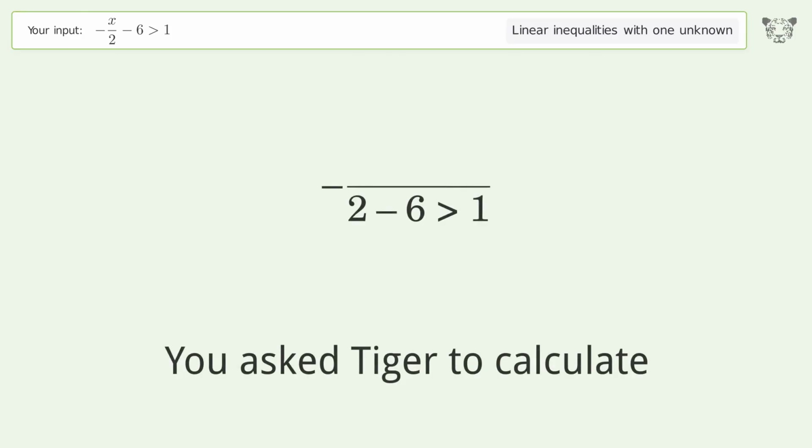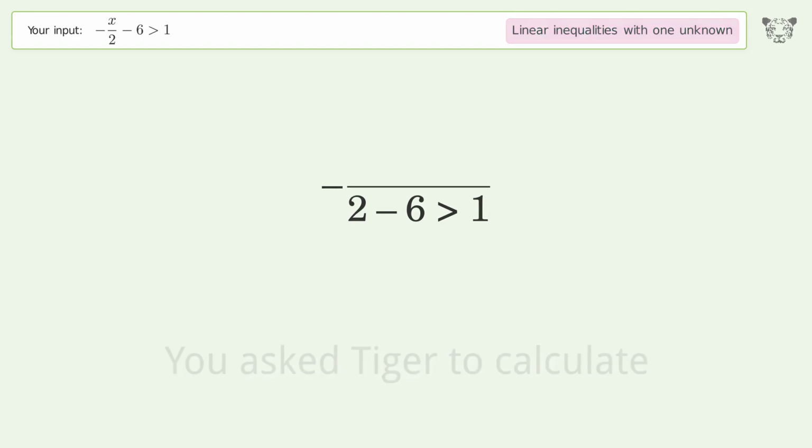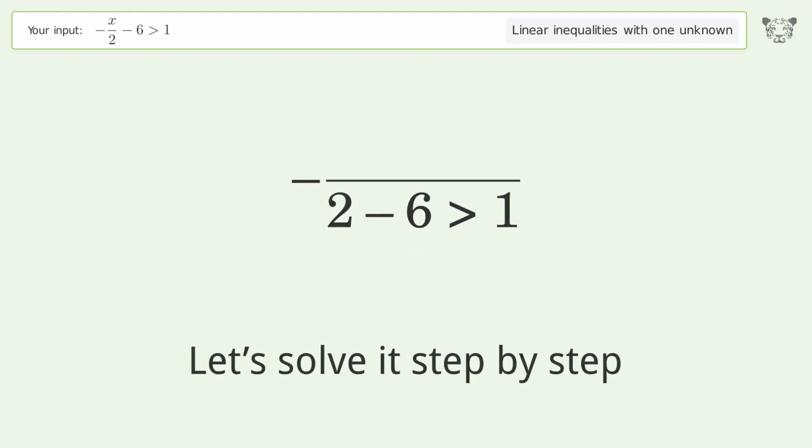You ask Tiger to calculate. This deals with linear inequalities with one unknown. The final result is x smaller than -14. Let's solve it step by step.